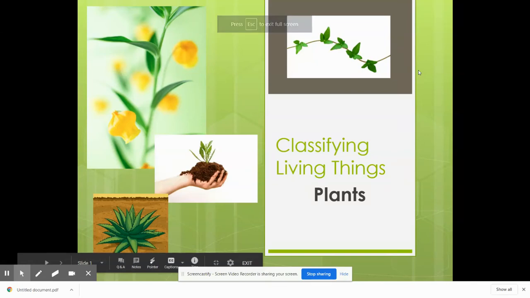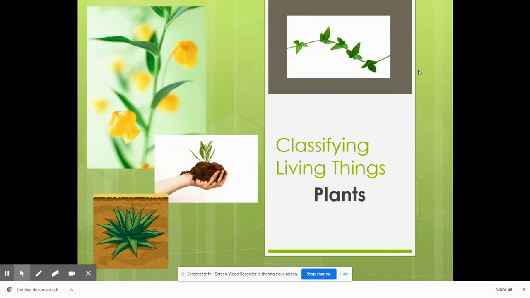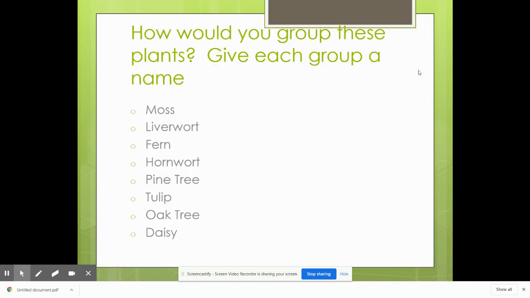Today for science, our first science lesson, we're going to be learning about classifying living things. Today we're talking more about plants. In a few days we'll focus on classifying animals. But think about these different plants. Some of them you may have heard of before, some of them maybe not.